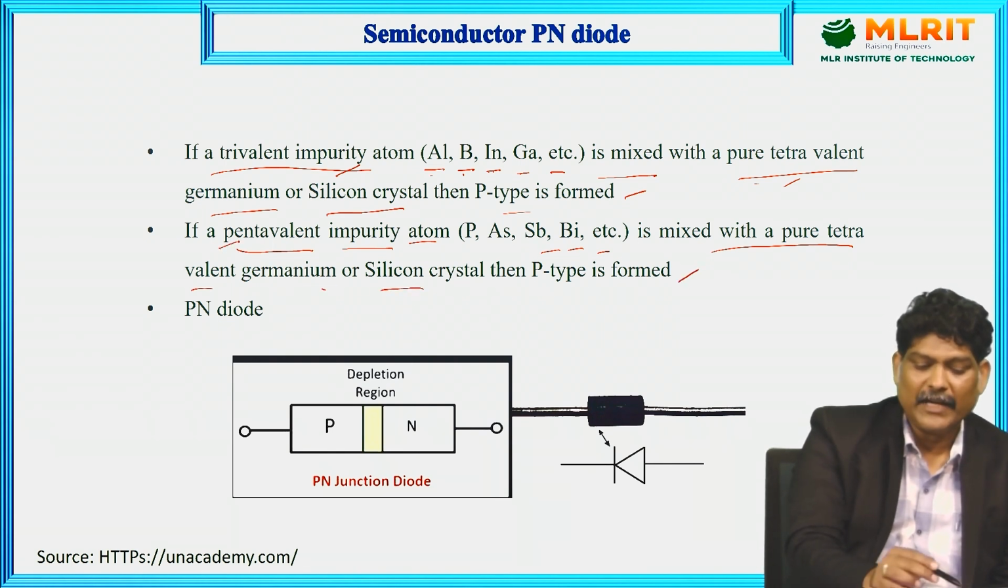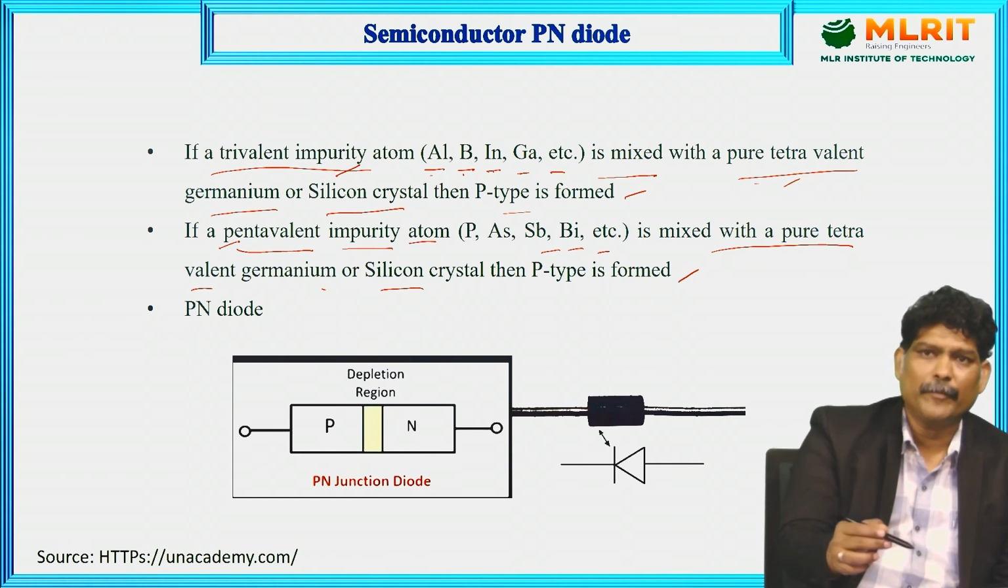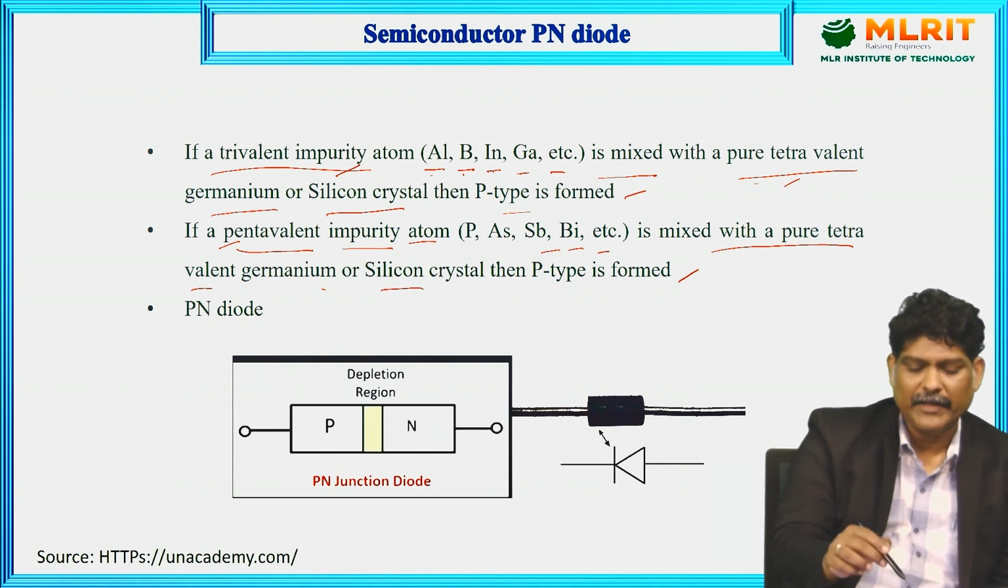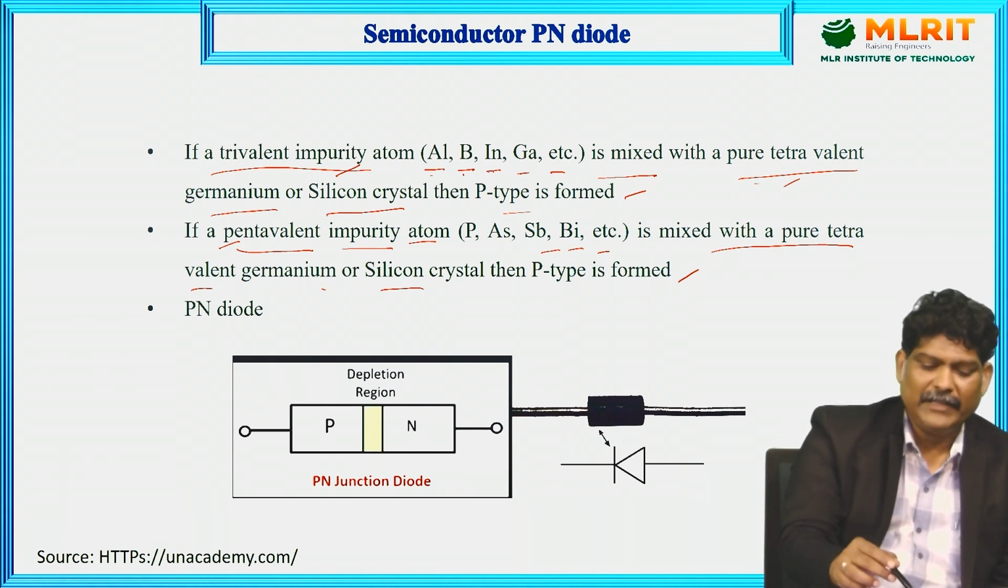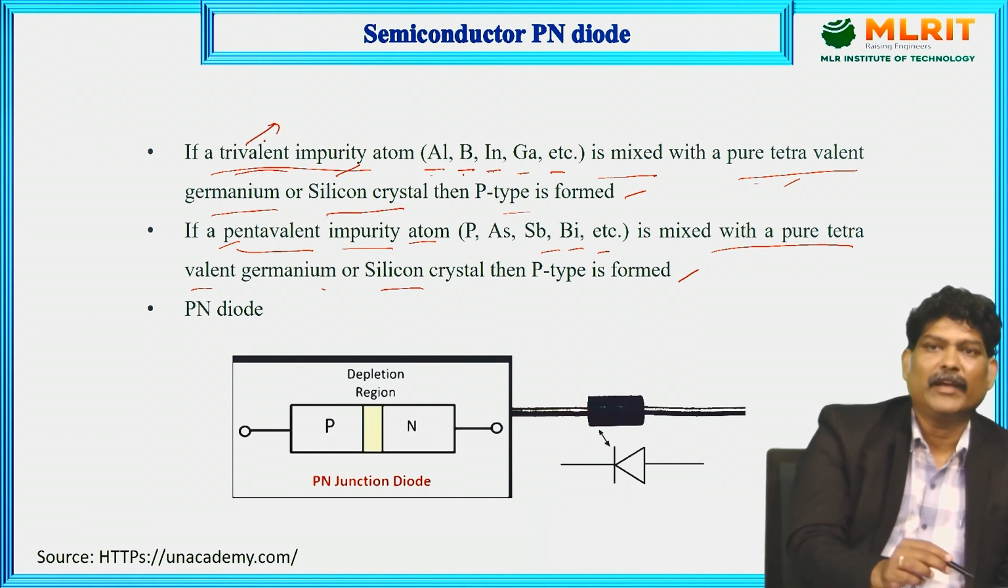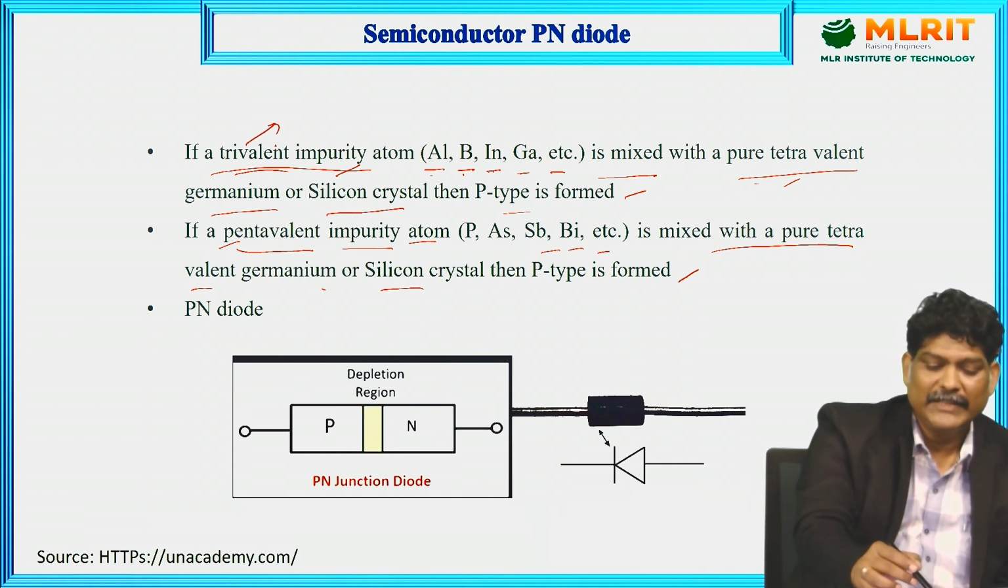So pentavalent means 5 electrons will be present in the outermost orbit. Therefore it is pentavalent. Similarly, trivalent: only 3 electrons will be available at the outermost orbit. So trivalent means a smaller number of electrons are there.